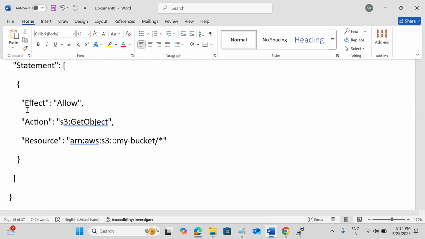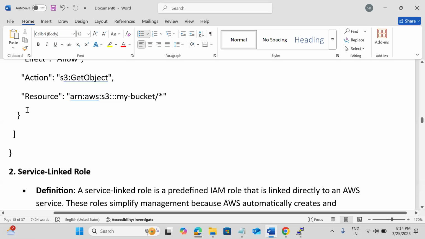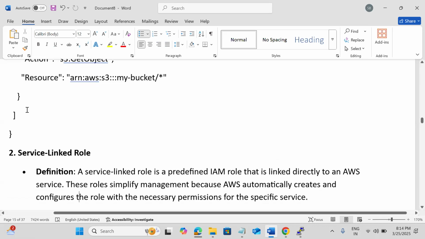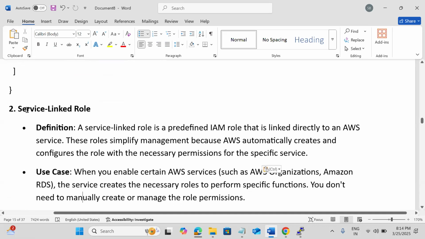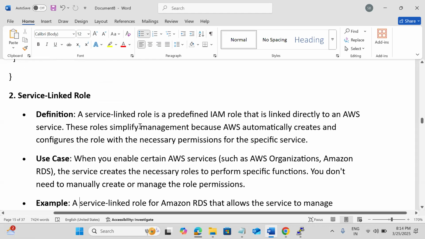I'm not giving this to the user. To whom am I giving it? If I attach it to an EC2 instance, the permission goes to the EC2 instance. If I attach this to Lambda, Lambda can access that S3 bucket. So now here we also want to use AWS Organizations level or RDS level.